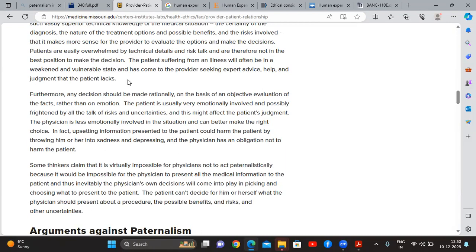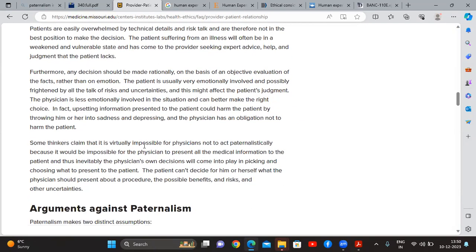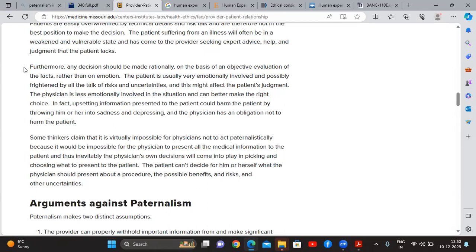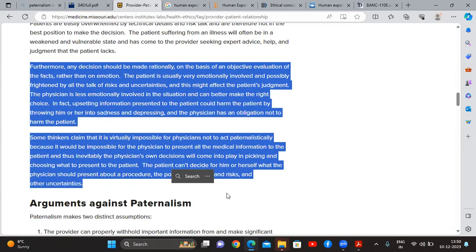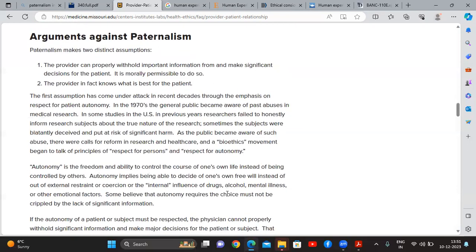Okay, so patients are weak because of the illness. वो भी एक चीज है. So these are all the arguments for paternalism. Arguments against paternalism फिर यही है obviously जो हमने पहले पढ़ा कि patient is autonomous. Patient की अपनी का अपना इख्तियार है अपने ऊपर. That has to be respected.